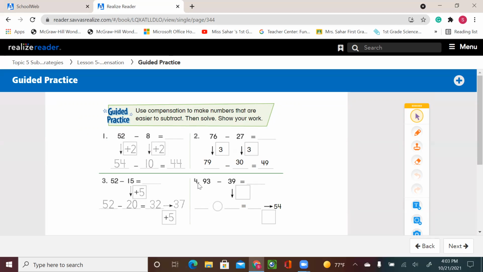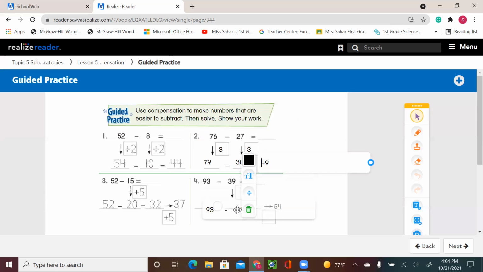All right. Let's go here for number 4. 93 minus 39. I want to make my number with 0. So 39, I'm going to add 1 to the 39. So let's write this down. So now 93, that's my first addend, minus the second addend, I'm going to add 1. So it's going to be 40.